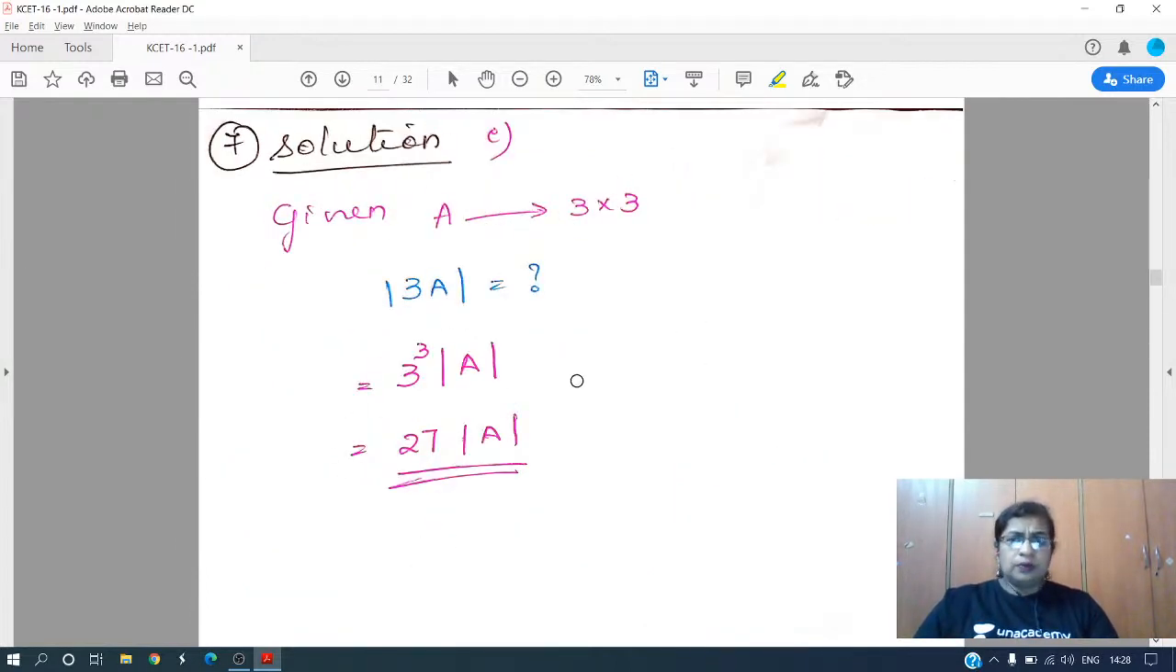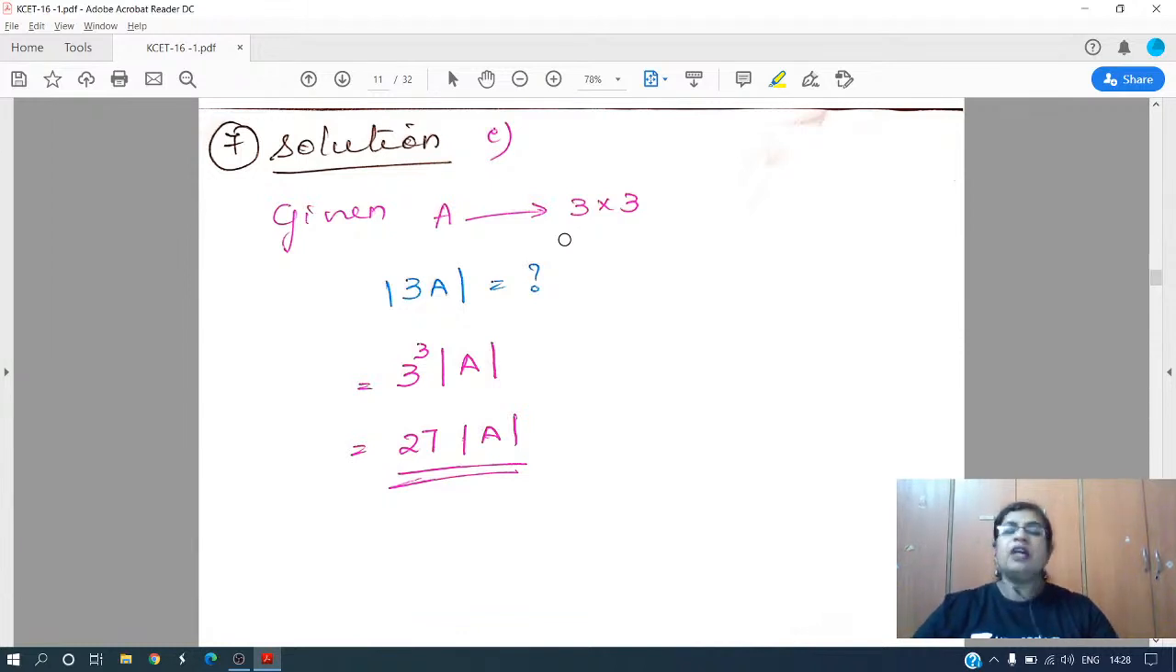Okay, so now understand this concept. In a determinant, understand the difference between a matrix and a determinant. Most of the students go wrong over here. A matrix is always written with a square bracket. If it was matrix 3A, then easily I could remove that constant and write 3 into matrix A. But in a determinant, you cannot do so.